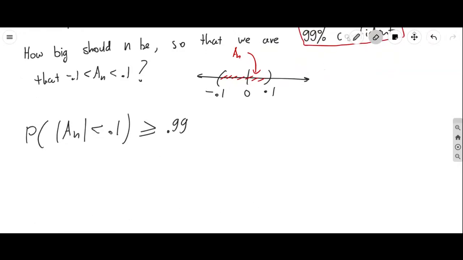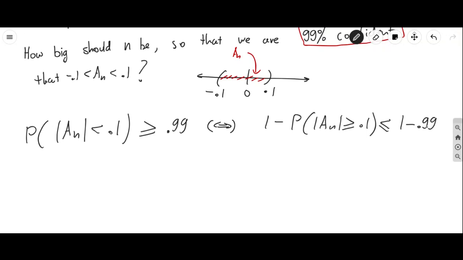And so you can rewrite this by subtracting 1. So this is if and only if, so you can take the complement. So you can say 1 minus the probability that A_n is greater than or equal to 0.1 is less than or equal to, you have to flip the inequality, 1 minus 0.99. So we want the probability of this tail to be dominated by 0.01.